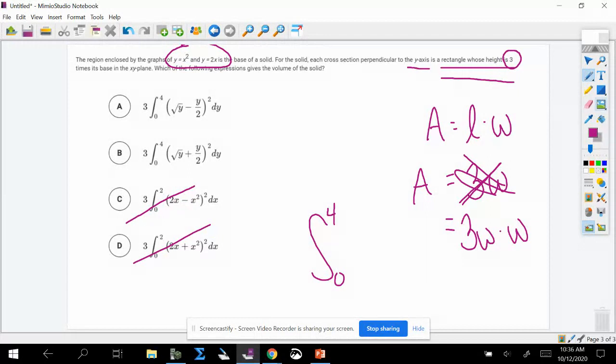So I am going to have a 3 out front, but I'm still going to be taking that dimension times itself. So whatever that width is, or height, or side, or whatever you want to call it, you're still taking that and squaring it. So you still have all of this squared. So again, right minus left, that's where we get the square root of y minus y over 2. The reason this one has a 3 in front is we're saying that the height is 3 times as big as the base. So if we call the base w, then the height would be 3w, or if we call the base x, then the height would be 3x. My boundaries are 0 to 4, so that eliminates 2 of the options, and then we set it up only. So my answer is A.